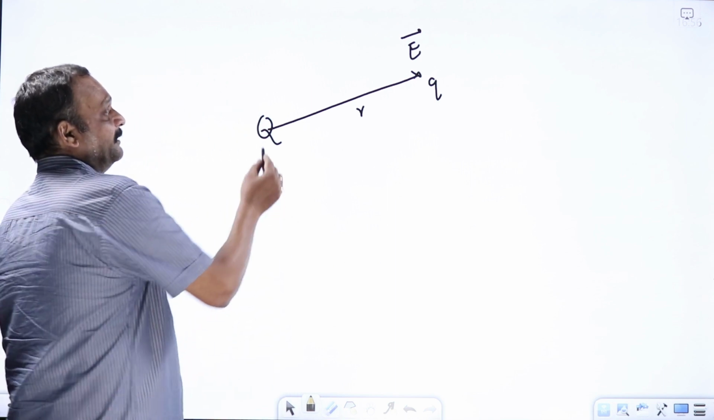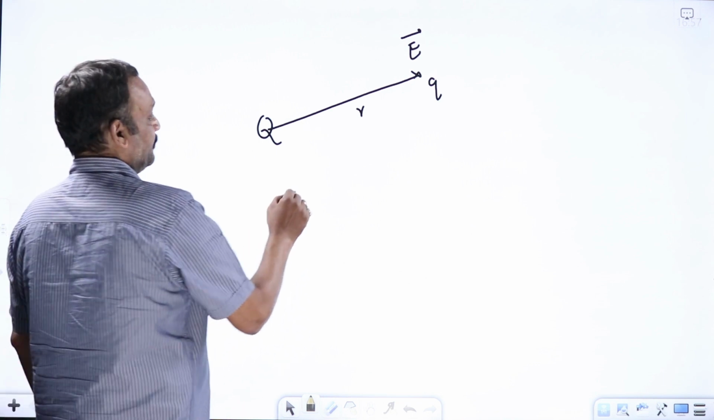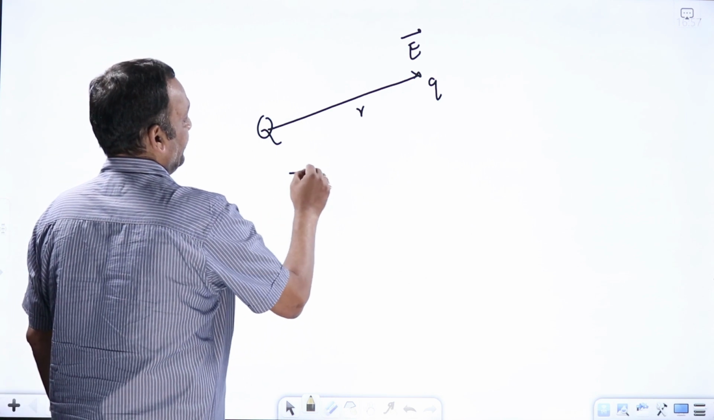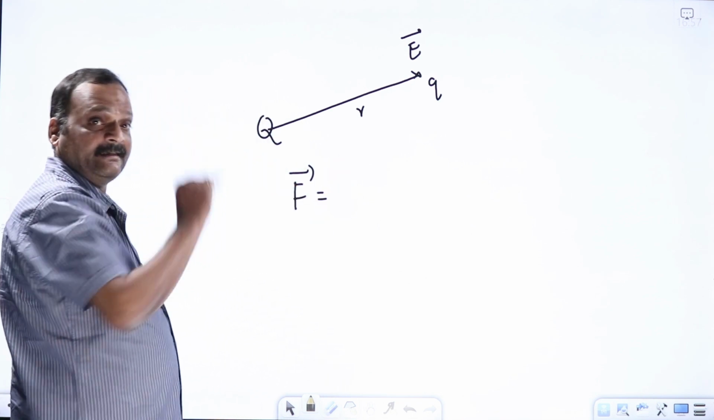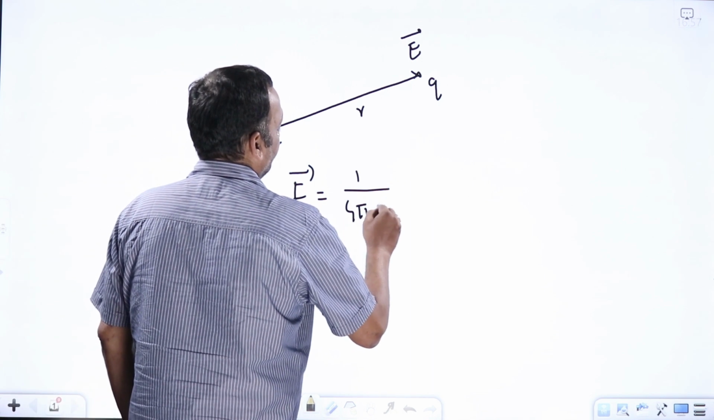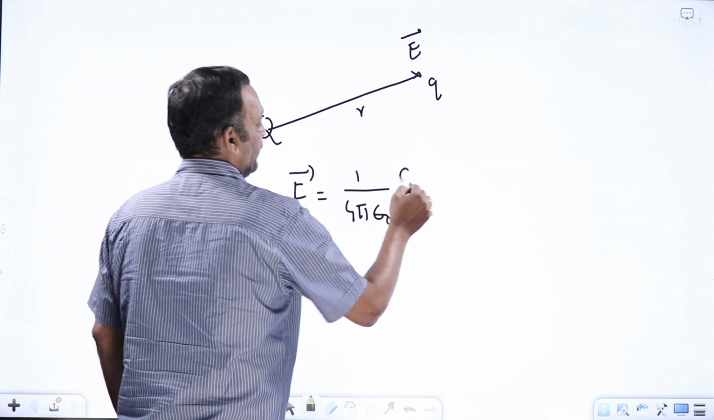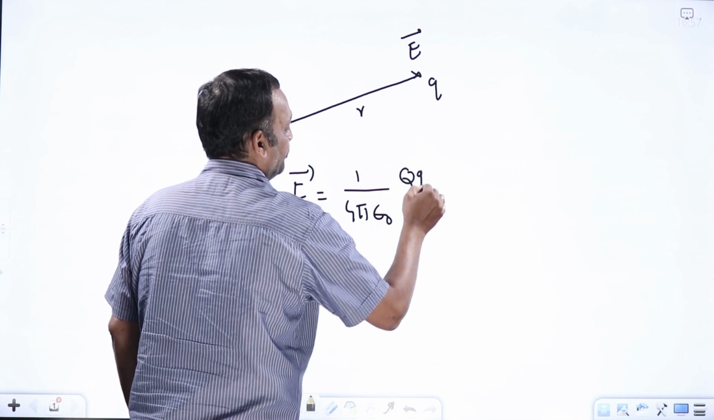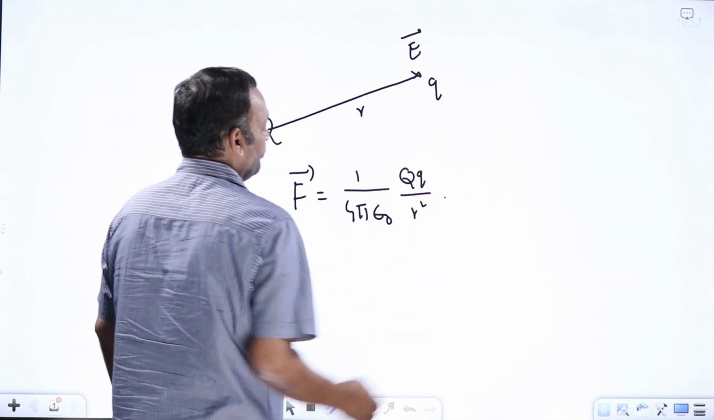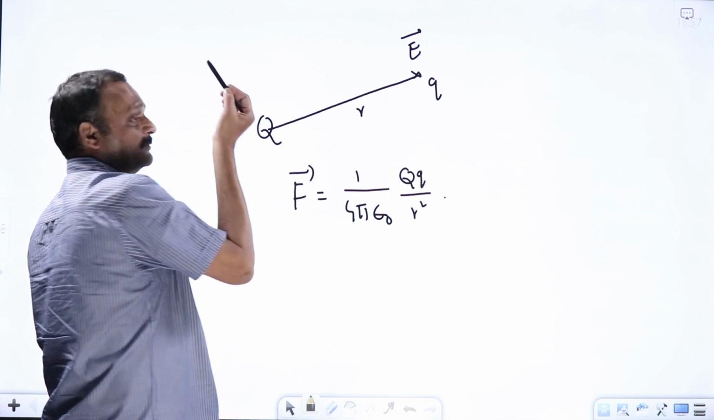Now whenever two charges are separated by distance, immediately Coulomb's law will come into picture. Coulomb force of attraction or repulsion: like charges repel each other, unlike charges attract each other. F bar equal to 1 by 4 pi epsilon naught, Q1 Q2 by R square. Q1 is nothing but capital Q, Q2 is small q, by R square. This is the force experienced by this charge q because of this plus charge.